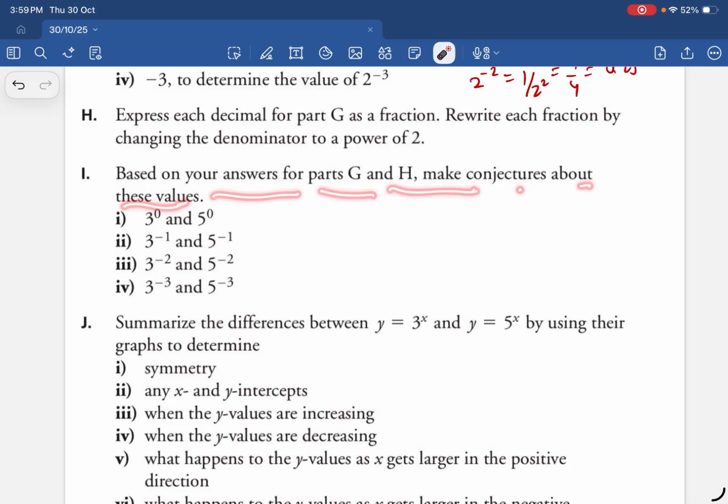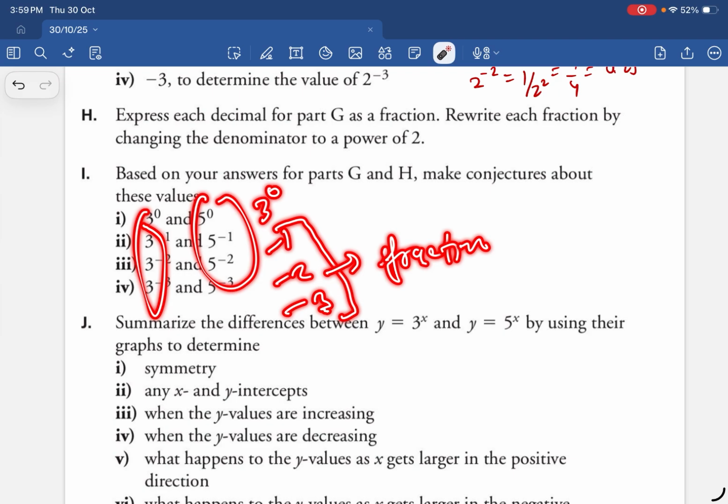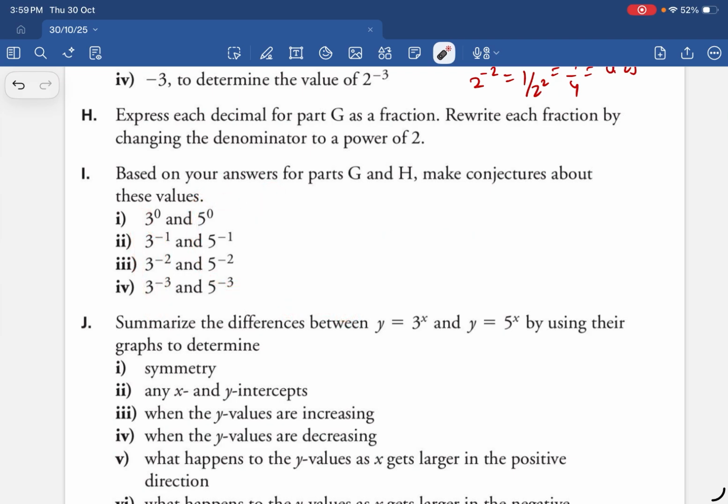Okay, so now here we have to find the values of 3 to the power 0, 5 to the power 0. Find the values of 3 to the power 0, negative 1, negative 2, negative 3. Okay, write these in rational or fraction form. Okay, same for 5, do it yourself.